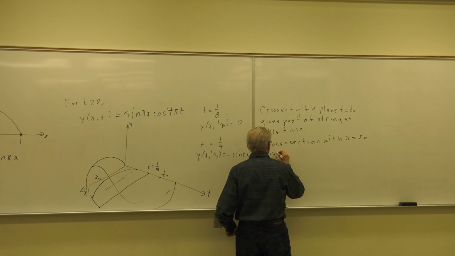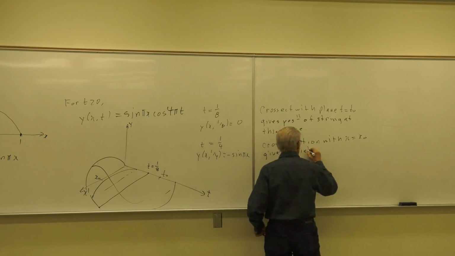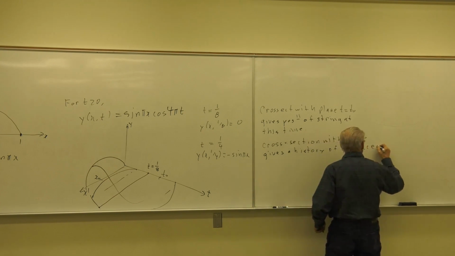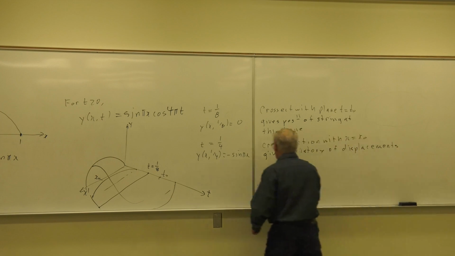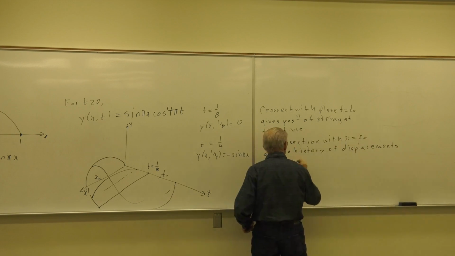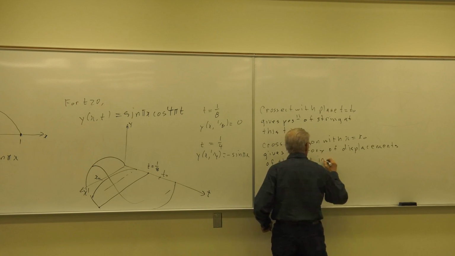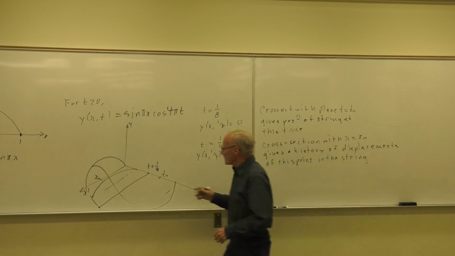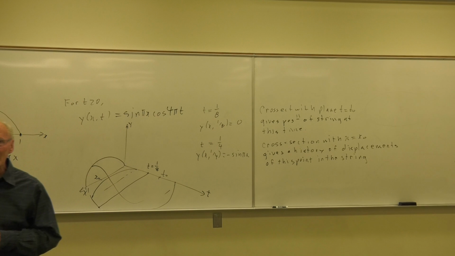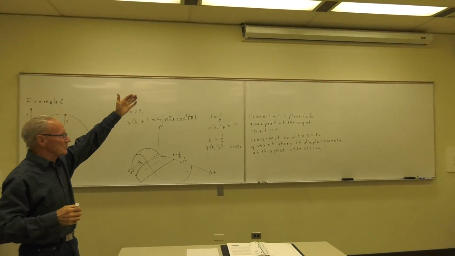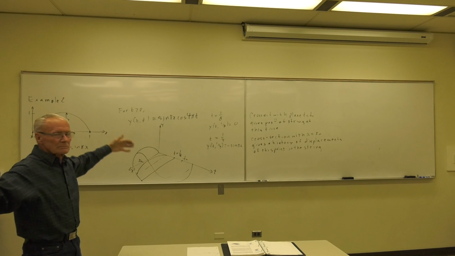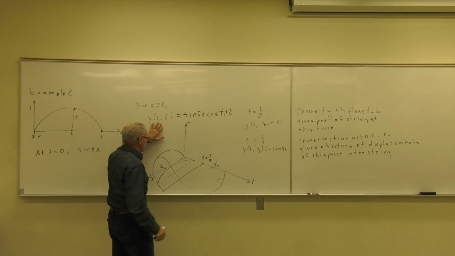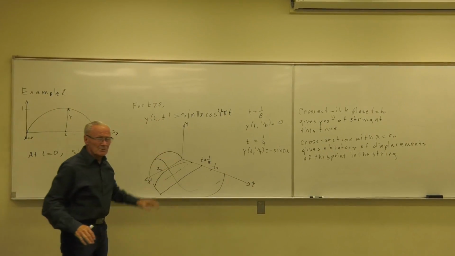It gives a history of displacements of this point in the string. So you can see that the cross sections here are very meaningful. They weren't with my z equals 2x squared plus 3y squared, because I had no idea what z represented physically. Here, I know what y represents physically, and I know therefore what these cross sections represent physically.